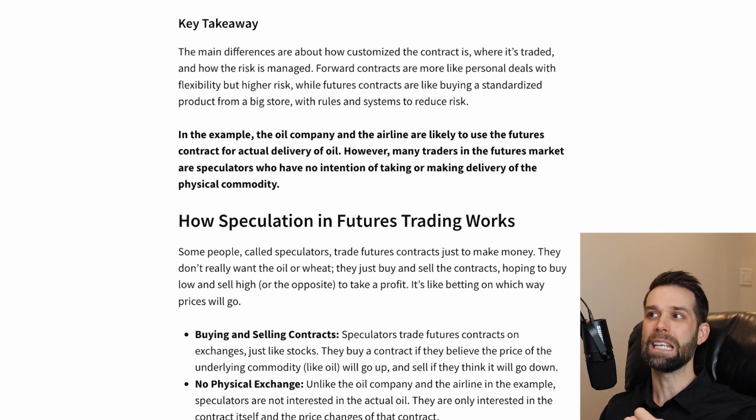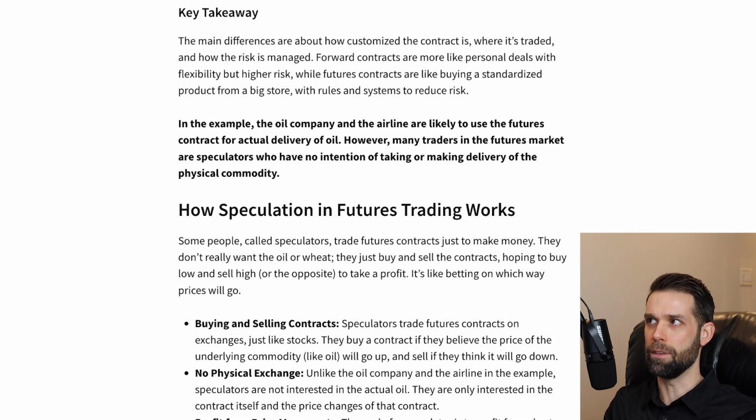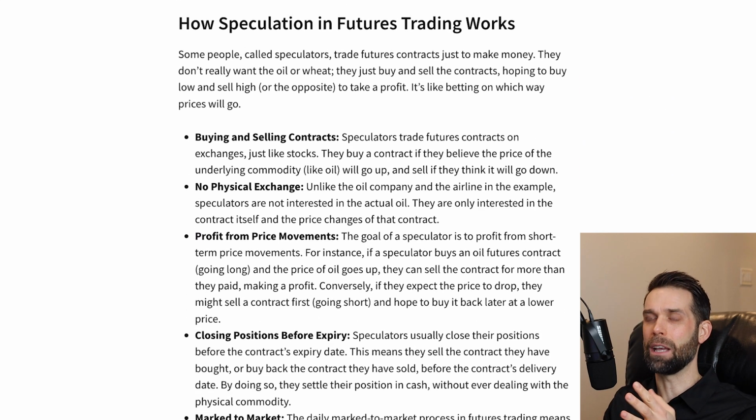However, traders in the futures market, our speculators, have no intention of taking or making delivery of the physical commodity. You can use a standardized futures contract to actually trade the commodity. Two businesses can do that, but traders can use the futures contract as well, only to speculate on the price changes and never actually take delivery. So we'll dive into this even further here. How, you might be wondering, does speculation in futures trading work?